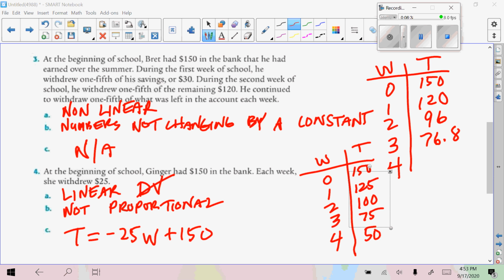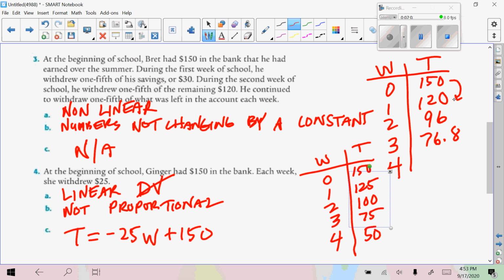All right, here's what I got. Number 3 was kind of tricky. How do you do 1/5 of your remaining amount? The way you do it is divide it into 5 parts and take away one of those parts. But since the numbers are changing, the amount you take out is changing. So that one's nonlinear. Numbers are not changing by a constant amount.